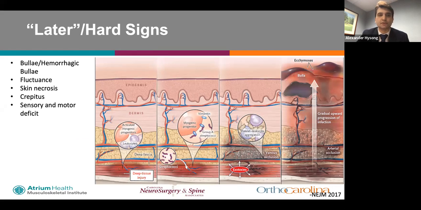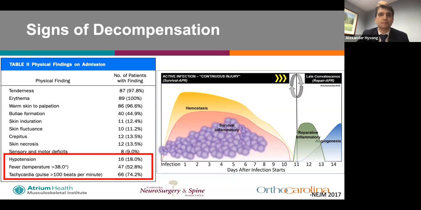Fluctuance and skin necrosis occur through the same mechanisms. Crepitus is present if you have a gas-forming bacteria. And sensory and motor deficits can be found when the bacteria starts to injure our neurovascular structures. And then finally, signs of decompensation, particularly hypotension and tachycardia.